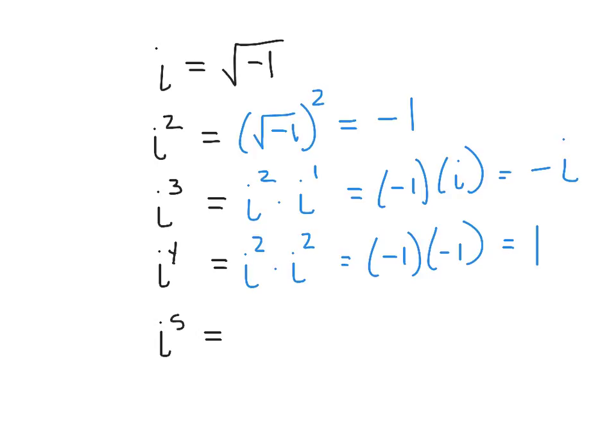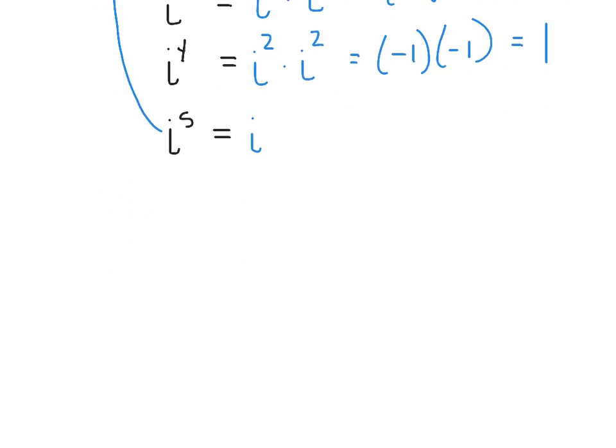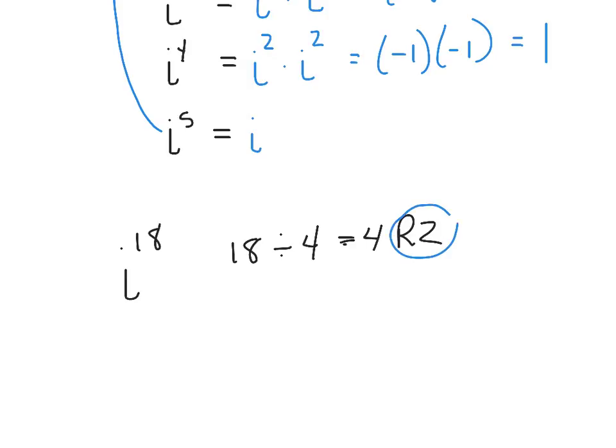When you get down to i to the fifth, you're actually looping around, and it will give you the same answer as i. So let's look at how we can use this looping that goes around in a cycle to find something like i to the 18th power. Take the exponent, divide it by 4. That gives us 4 remainder 2. And we're really interested in that remainder 2 because that means i to the 18th is the same as i to the second, and we know i to the second is negative 1.